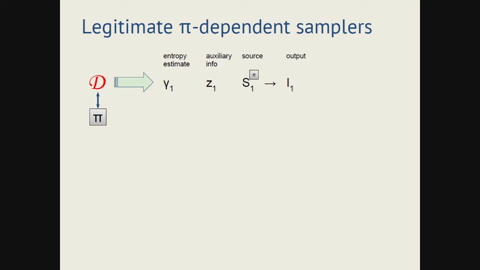But apart from that, it also contains a source S, which is an inputless algorithm that is only invoked once. It has access to the permutation pi, and it outputs the actual random variable I, which will be used as the input of the PRNG. And again, this happens upon every invocation. And now we need to define the legitimacy condition. So for that, it gets a bit more complicated now.